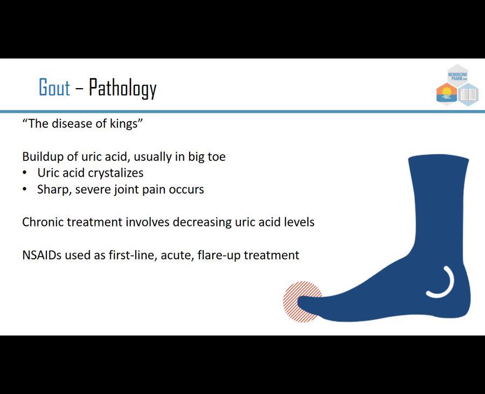The final group is the gout medications. It's the disease of kings, likely because the kings feasted on beer and meats and all those things, and it would cause uric acid to build up, usually in the big toe. So uric acid crystallizes, you get sharp, severe joint pain, and the chronic treatment involves decreasing uric acid levels. So NSAIDs are used as first line in acute flare-up treatment.